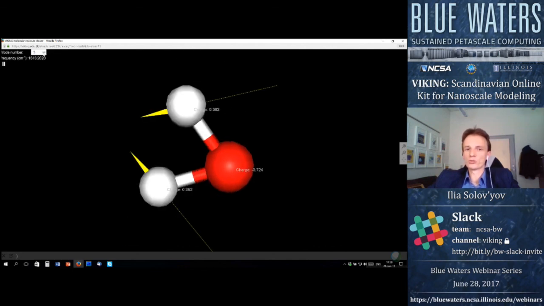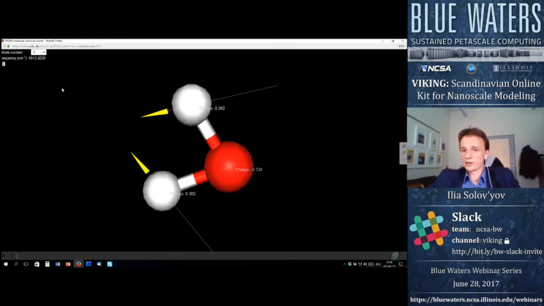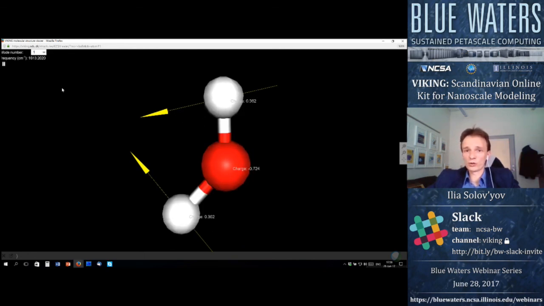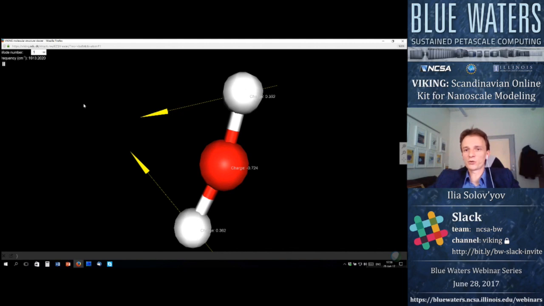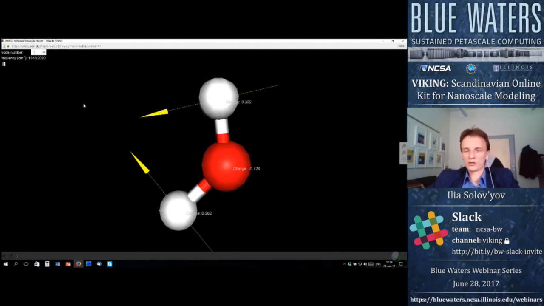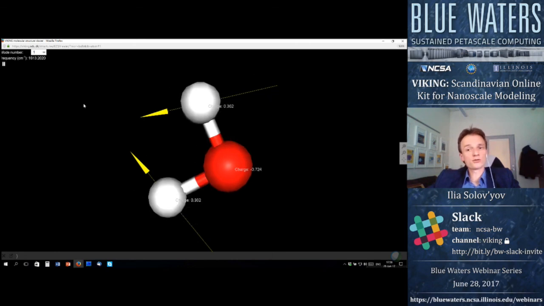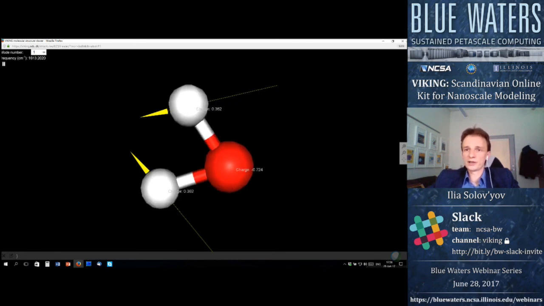So how are the atoms supposed to move? In this case, it's very simple. The water molecule is an extremely simplified case. But of course, you can also do it for more complicated cases when, for example, you would select a part of your protein and then do some similar analysis.